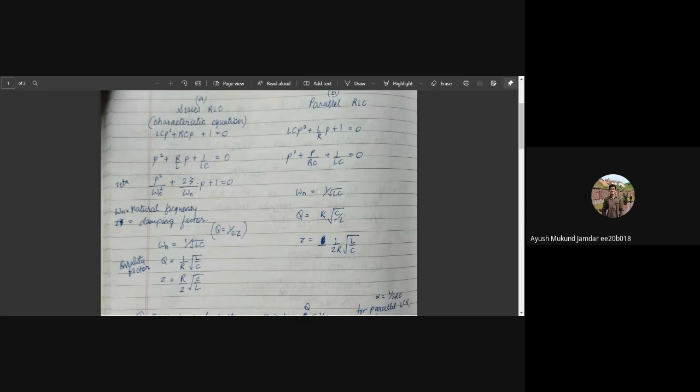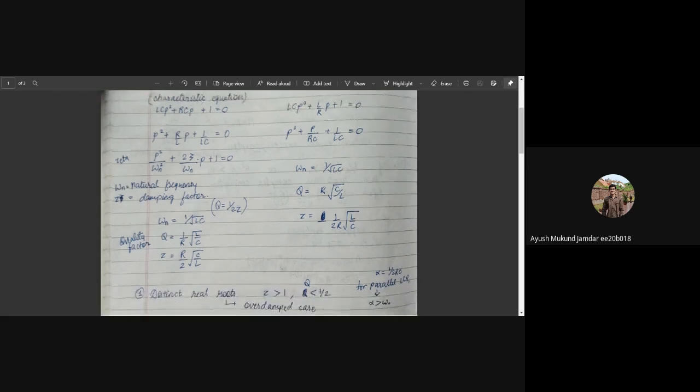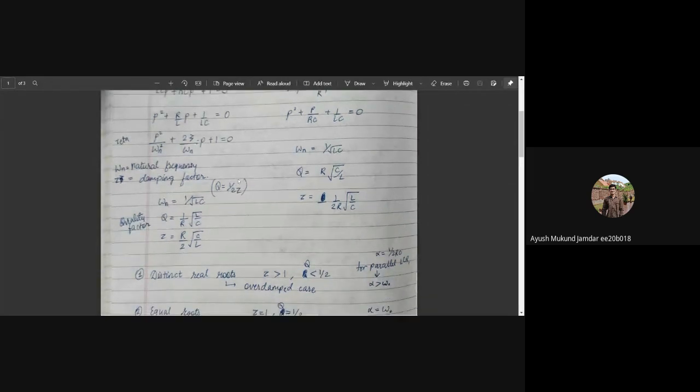So for the series combination, it was LCp squared plus RCp plus 1 equals 0. And for parallel, it was LCp squared plus L by R times p plus 1 equals 0. That is, the coefficient of p is different in both the cases. Now, to generalize this, we write it as p squared by omega n squared plus 2 zeta times p by omega n plus 1 equals 0. Both equations on careful observation can be seen to be of the same form, where zeta will decide the nature of the roots, because if zeta is 1, it will have equal roots, and the other cases.